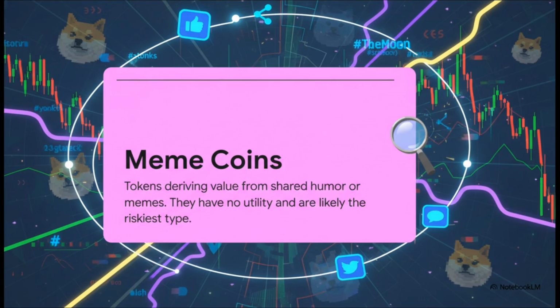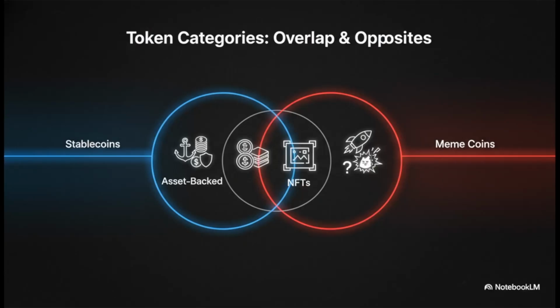These things were born from internet culture, starting with Dogecoin way back in 2013. Their value has almost nothing to do with technology and everything to do with social media hype and community jokes. They have zero underlying utility or assets, which makes them, you guessed it, probably the absolute riskiest type of digital token out there. So here's a really crucial point.